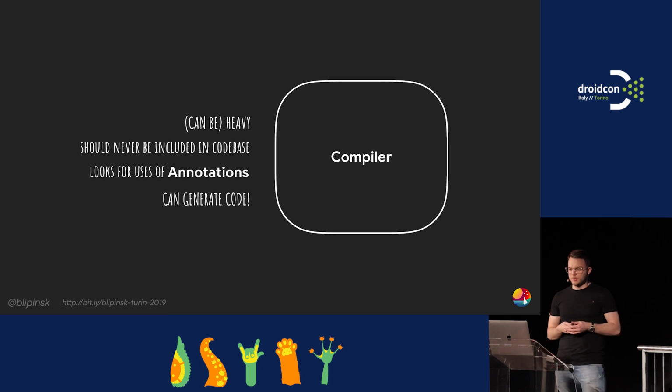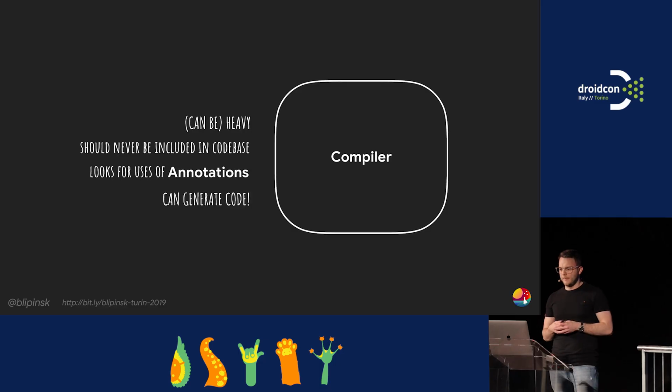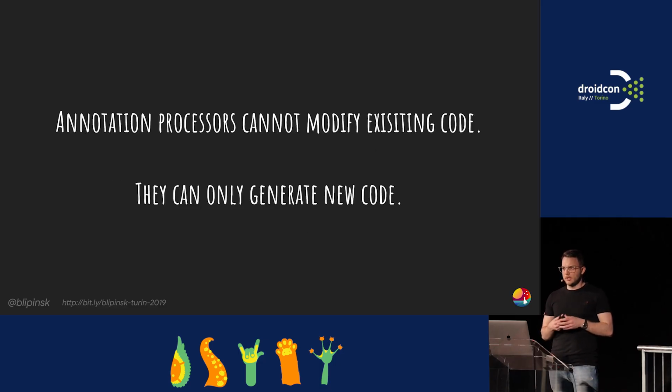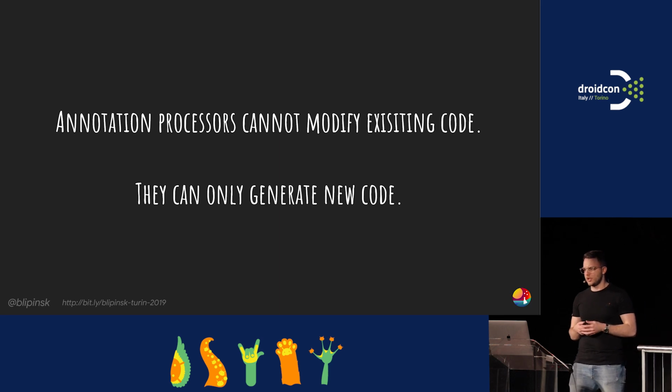Its main job is to find the uses of those annotations within your code base and do something with them. It can do many different things, but code generation is, I think, the most interesting one. Few things about code generation that you have to remember are the limitations of it, or the different things that make it very particular. For example, and the most important thing, is that annotation processors can never modify existing code. They can only generate new code.